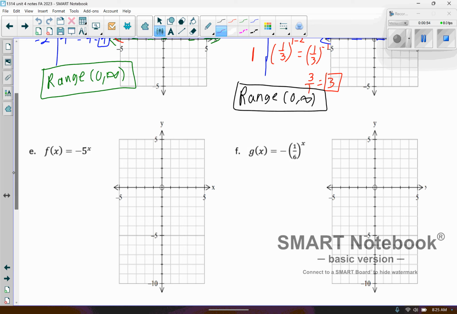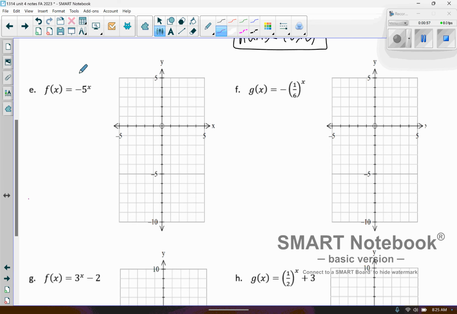Okay, and so looking at E, this one would actually be a reflection because of the negative right there. But I'm still going to make a table like I've done on the previous ones. What I will point out is that what's really taking place here is f of x equals -1 times 5 to the power of x. So the negative is not actually with the 5. It gets applied after the fact, because if you remember, part of the rules is that your base has to be greater than 0 and also your base cannot equal 1, right? So we couldn't have a negative base here. That negative is actually after the fact.